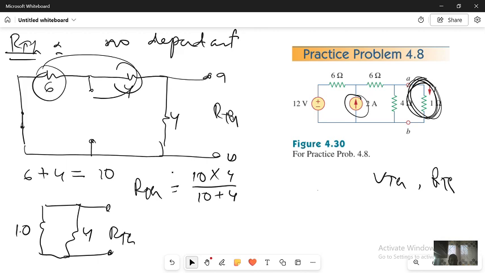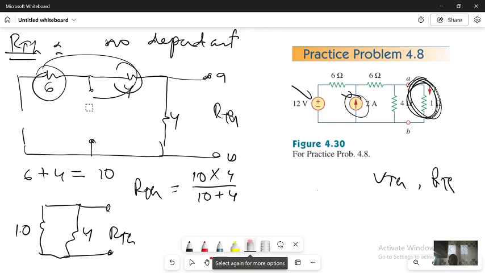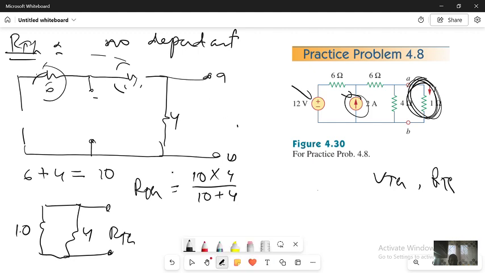I have to find VTH. To find VTH, I will bring back our voltage source and the current source. So my circuit is going to be like this one. We have to keep in mind that our load has to be removed. So I will have my voltage source, which is 12, and my current source, which is 2 ampere. I have my load that I already removed.